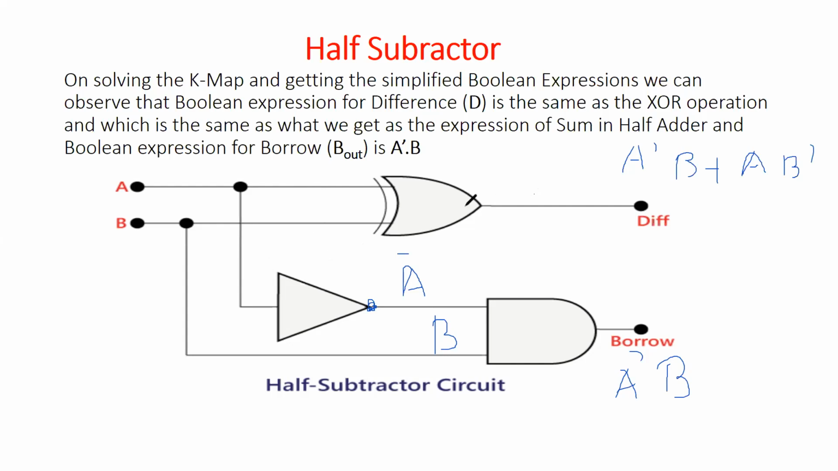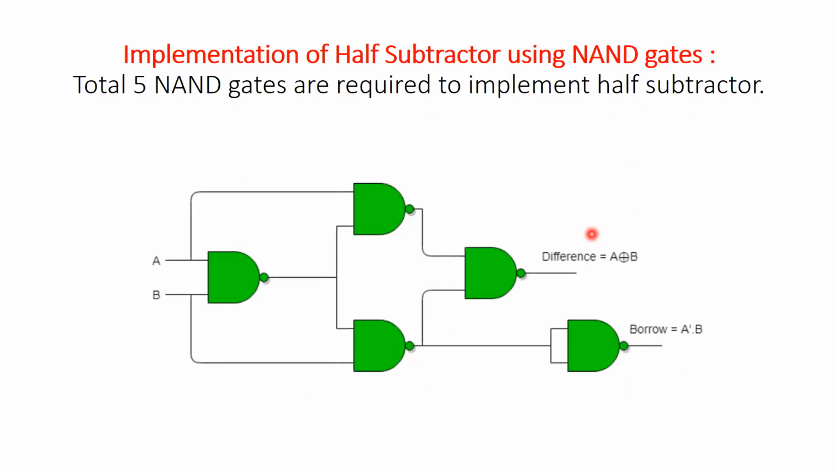So you can see that by using this XOR gate, many of our things are simplified. Now this is the implementation of the half subtractor using NAND gates. So you quickly draw this one.